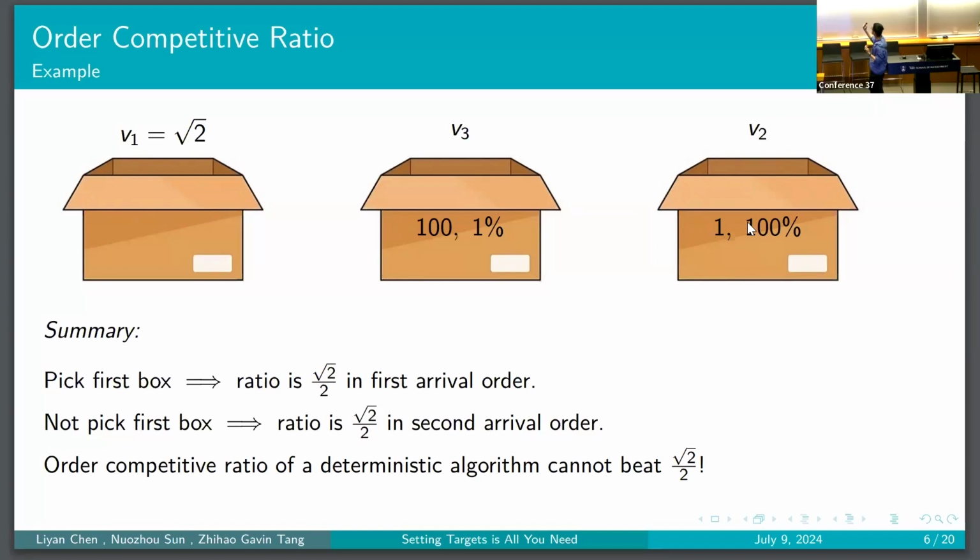So in summary, if our algorithm picks the first box, the ratio is bounded by square root 2 over 2 in the first arrival order. And if it does not pick the first box, the ratio is again bounded by square root 2 over 2 in the second arrival order. So this example basically shows that the order competitive ratio of a deterministic algorithm cannot exceed square root 2 over 2.